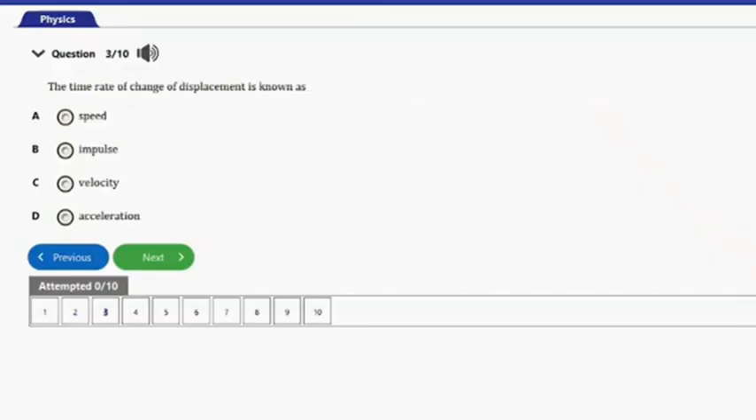The next question here is question number 3. It says, the time rate of change of displacement is known as A, speed, B, impulse, C, velocity, D, acceleration. So guys, the answer to this question is option C here, that's velocity. So let's note that velocity is change in displacement with time, whereas speed is change in distance with time. So that's it for this question. Velocity is the time rate of change of displacement, and option C is the answer to this question. So let's go ahead and consider the next question, guys.